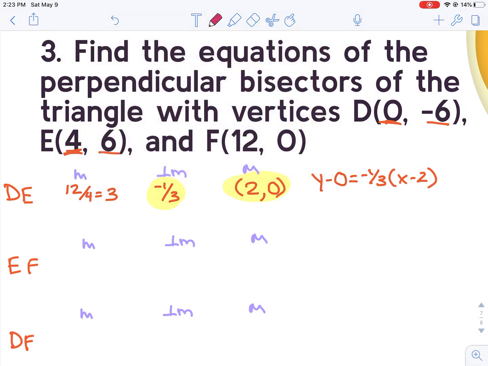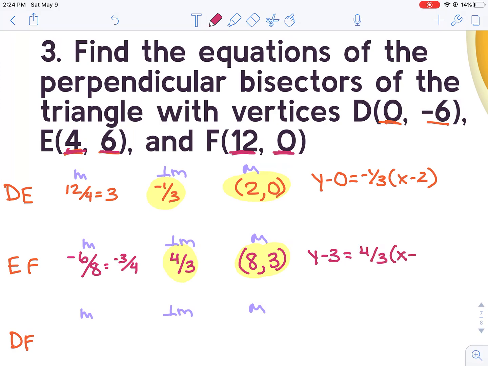Now I'm going to do the same thing for E and F. My y value is going down 6. My x value is going up 8. So that's negative 3/4, which means my perpendicular slope will be positive 4/3. My midpoint then, 4 plus 12 is 16, cut in half is 8. 6 plus 0 is 6, cut in half is 3. Use your perpendicular slope and your midpoint to write an equation. So I have y minus 3 equals 4/3 times x minus 8.